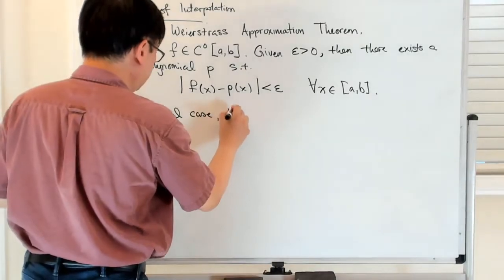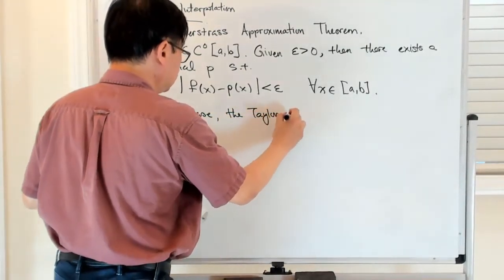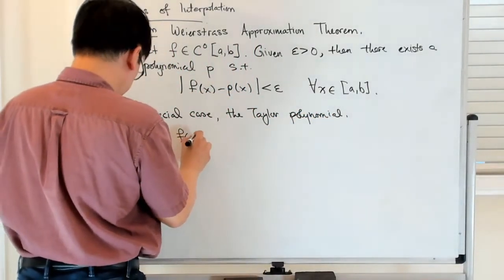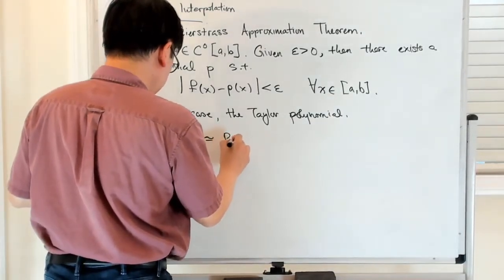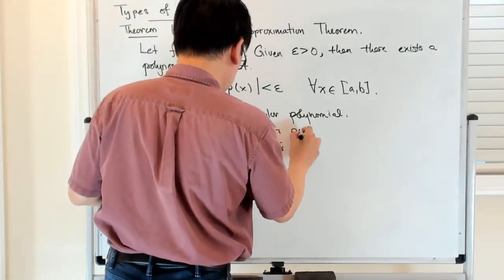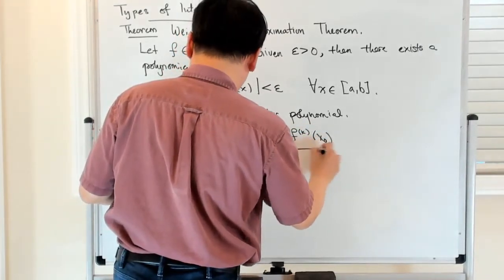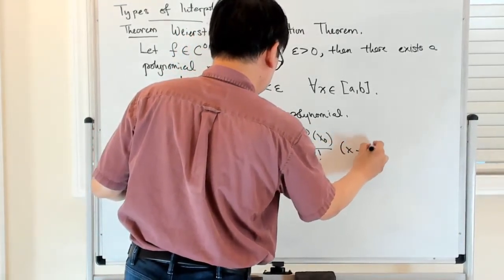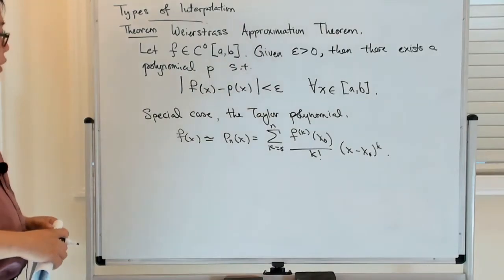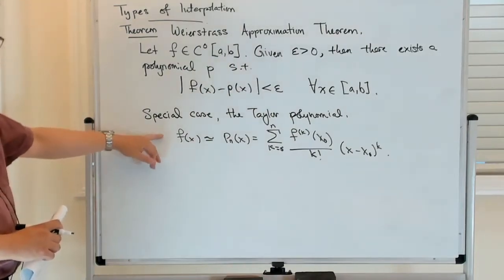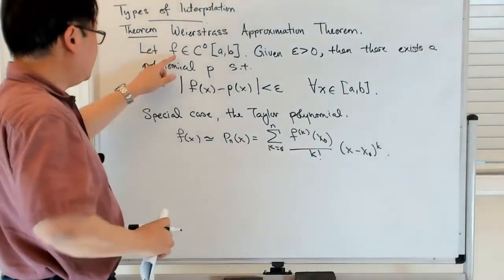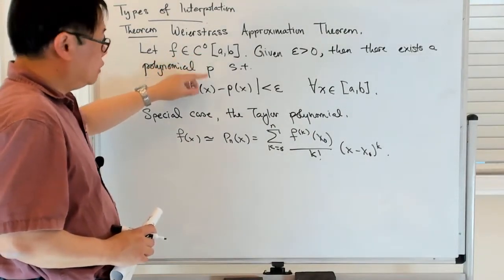So as a special case of this, we have the Taylor polynomial. So f of x is approximated by Pn of x, the sum from k equals 0 to n of the kth derivative of f at the point x0 divided by k factorial, times x minus x0 to the kth power. All right. So if you're paying attention, you'll immediately realize that this special case doesn't really help you in proving the Weierstrass approximation theorem, because here f is only assumed to be continuous.